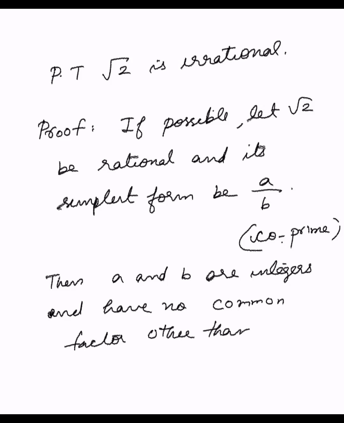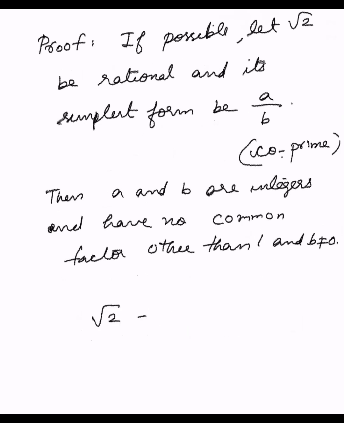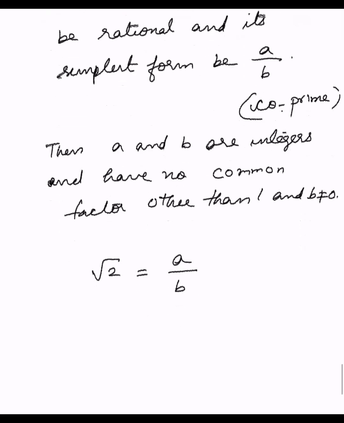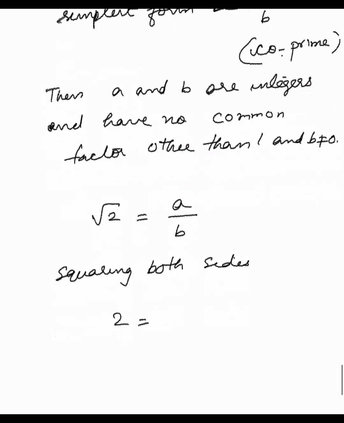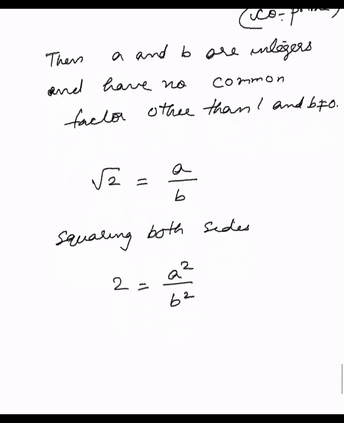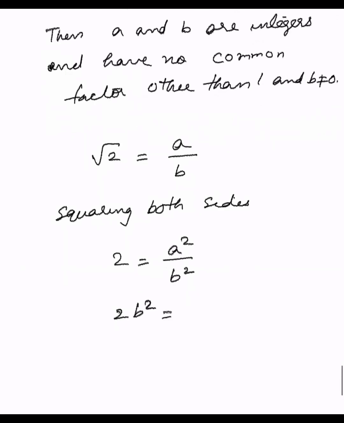Other than 1 and b not equal to 0. Root 2, I am writing it as a by b. Square both sides. Squaring both sides, what do you get? I am getting 2 is equal to a square by b square, which I can write as 2b square equal to a square, right?